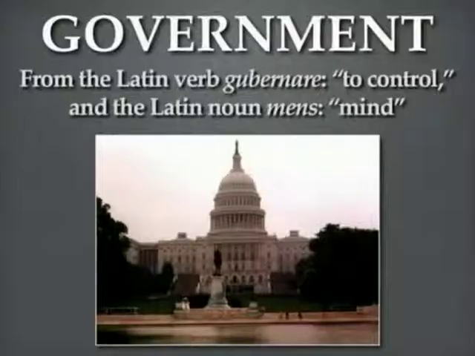The second part of government, ment, M-E-N-T, this root component of a word, a suffix, comes from the Latin noun mens, M-E-N-S. It's where we get the word mental from, M-E-N-T-A-L, mental. Because the word mens means mind, the psyche.